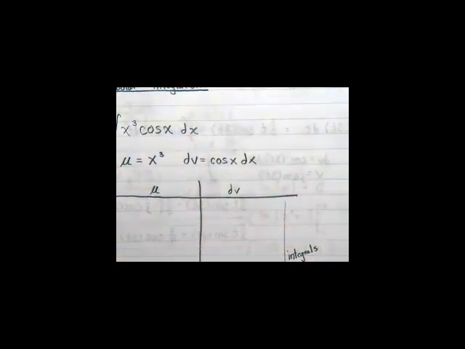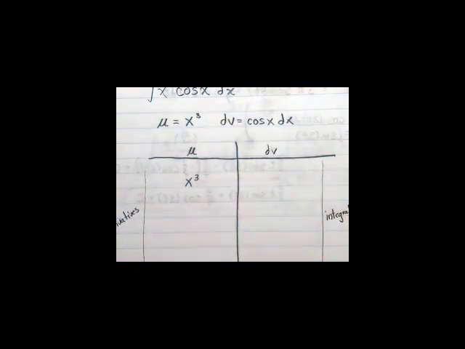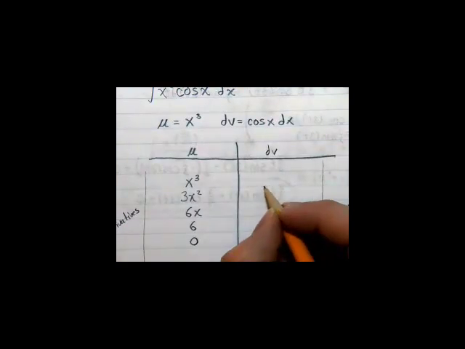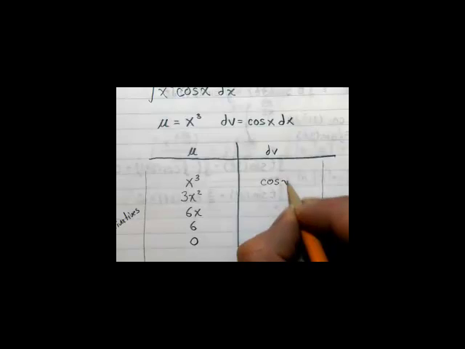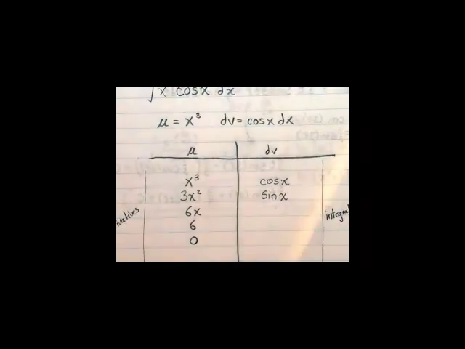Because that's kind of that pattern we talked about that we noticed. So start with x to the third, and just start taking derivatives. So 3x squared, 6x, 6, 0. For dv, we had cosine x, then sine x, and then the antiderivative of sine x.